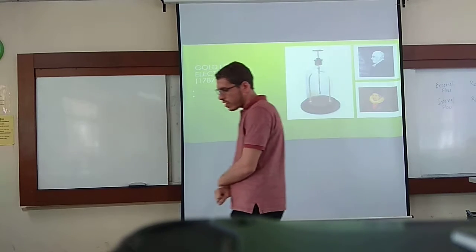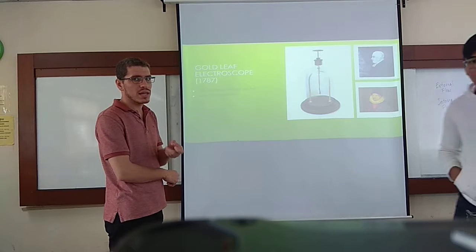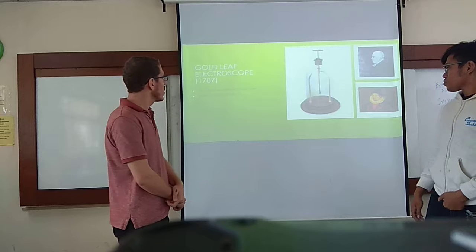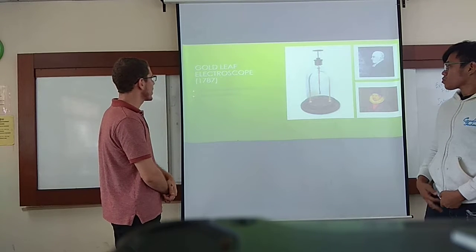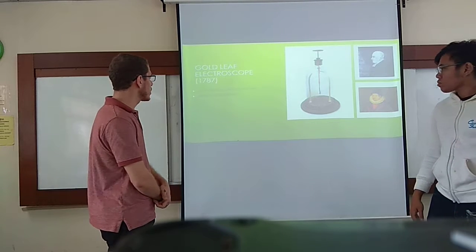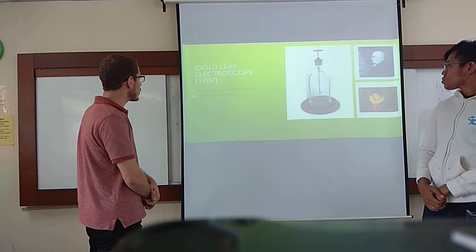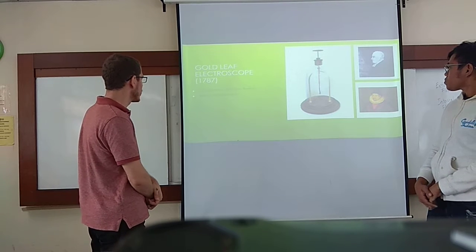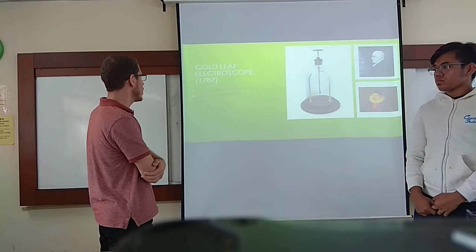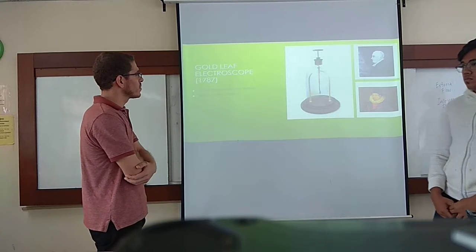Another improvement to the electroscope was when they replaced the metal strips with a very narrow, thin gold leaf, to make it lighter, and because gold is more conductive of electricity. That improvement happened in 1787 by Abraham Bennett. The idea was described by Abraham Bennett, and the device was built by William Gilbert.